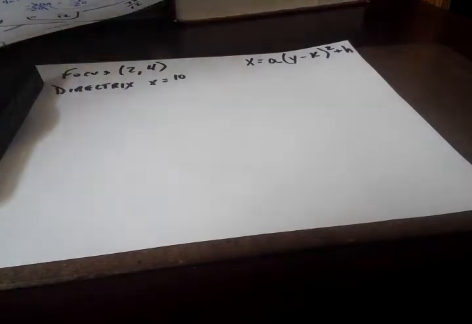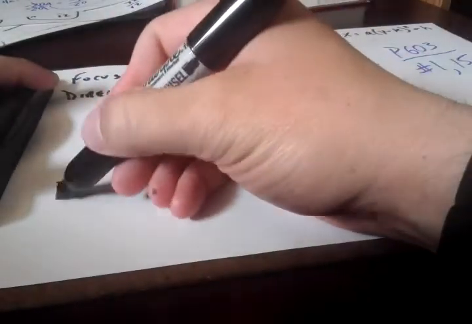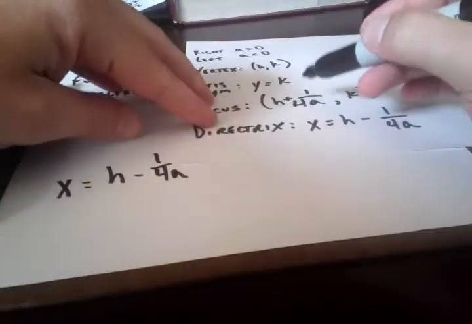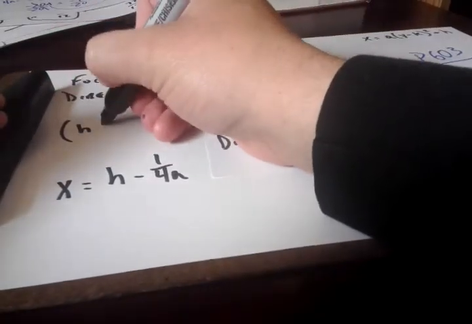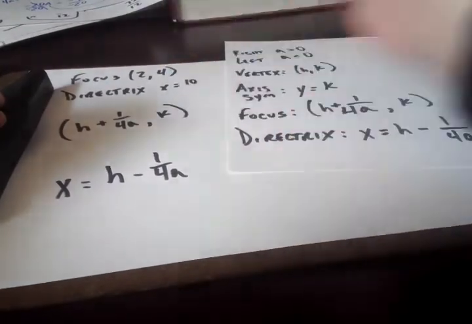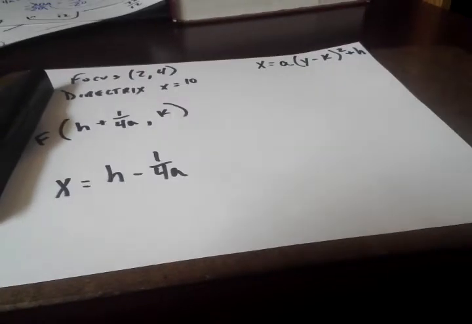All right, so let's come back over here for a second. Okay, actually, I'm going to keep our formulas here because the directrix is x equals h minus 1 over 4a, and the focus is a point, it's going to be h plus 1 over 4a, comma k. Okay, so that's the focus, and that's the directrix. Those are the formulas for x equals. All right, so let's look at what we've got.